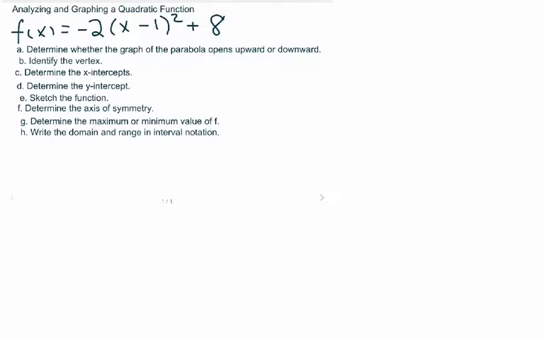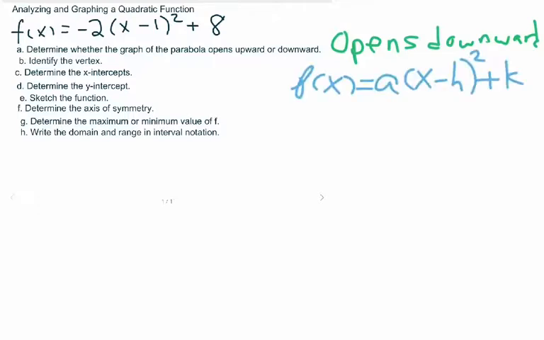So let's get started. Looking at part A, which asks us to determine whether the graph of the parabola opens upward or downward, because our lead coefficient is negative, this parabola opens downward. Next, we'll identify the vertex. Because this parabola is of the form f of x equals a times x minus h squared plus k, where the vertex is given by h, k, our vertex is 1, 8.